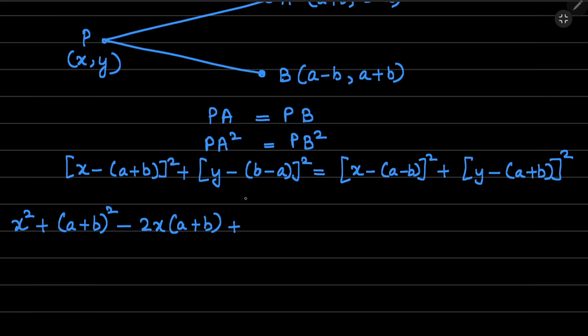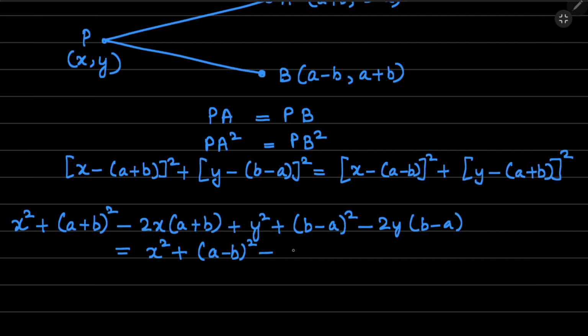Next term, plus y squared plus (b minus a) the whole squared minus 2y into (b minus a), is equal to, again the same way, you are just considering (a minus b) as one term, and you will apply (a minus b) the whole squared. So x squared plus (a minus b) the whole squared minus 2x into (a minus b), plus y squared plus (a plus b) the whole squared minus 2y into (a plus b).